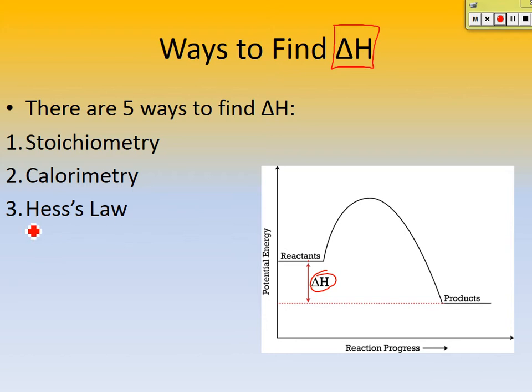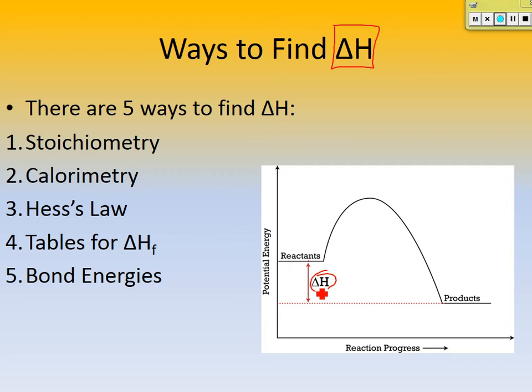Hess's law is another way we can find delta H. We can use tables. For the delta H of formation, we can use tables to actually calculate what delta H will be. We'll go over that. And then finally, we'll finish talking about delta H using bond energies. Okay. All right, so hopefully you got those listed in your notes. This is the one we're going to focus on today. Trying to find delta H using stoichiometry.